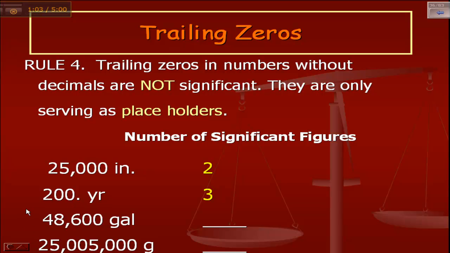In this third example, 48,600 gallons, we have 2 trailing zeros. So they are not significant. So we would have 3 significant figures. And in this last one, notice we have a lot of numbers down here. So the 2, the 5, and this other 5 are definitely significant. These 2 zeros are sandwich zeros, so they are significant. These 3 are trailing zeros. They are not significant. So we have a total of 5 significant figures in this example.